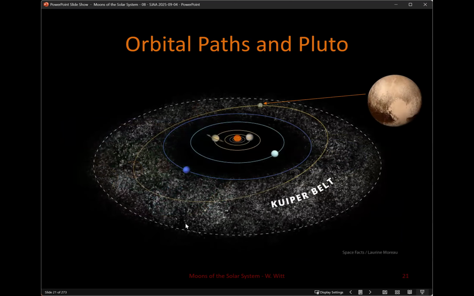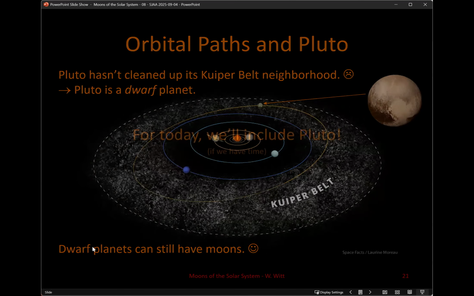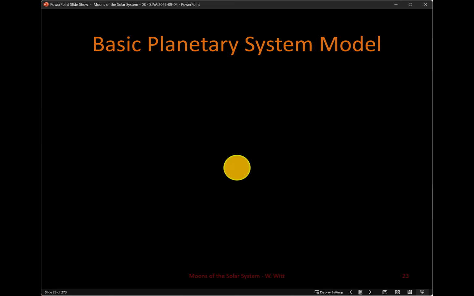So Pluto's actually zipping through the Kuiper belt, right? Its orbit is not nice and clean like the Earth's or Jupiter's or all these other guys. And so this is one of the criteria that Pluto does not meet to be a planet, right? Its orbital path has not been swept clean of stuff. Pluto is too small. It's not massive enough to have cleaned up its neighborhood. But yeah, so we call it a dwarf planet as a result, right? But dwarf planets can still have moons, and for today we'll include Pluto. If we have time, we will visit its moon as well.